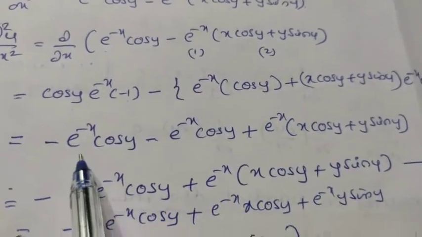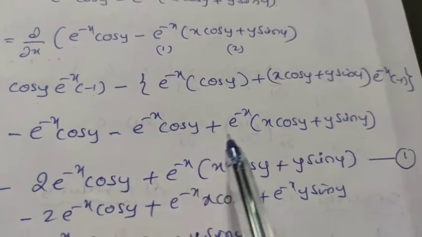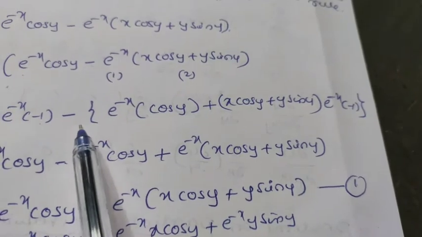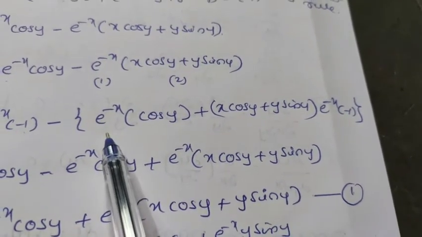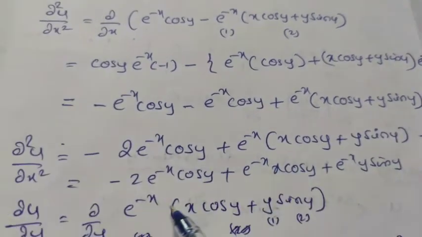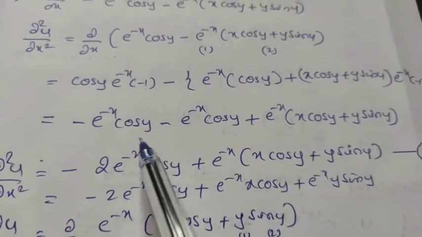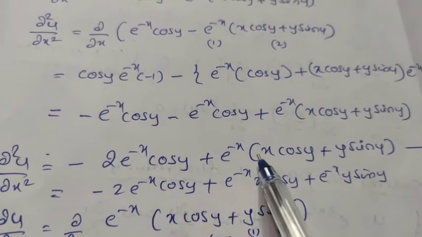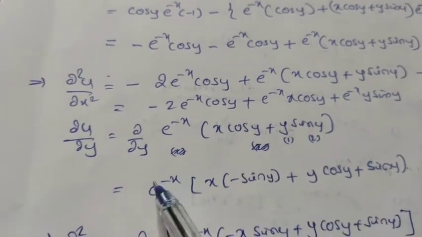Now open this bracket, minus e raised to minus x cos y minus e raised to minus x cos y, then this here minus into this minus becomes plus e raised to minus x into x cos y plus y sin y. So we have two terms here. If you open this bracket, these two terms are same. It is minus 2 times of e raised to minus x cos y plus remaining term as it is. Take this one as equation number 1.